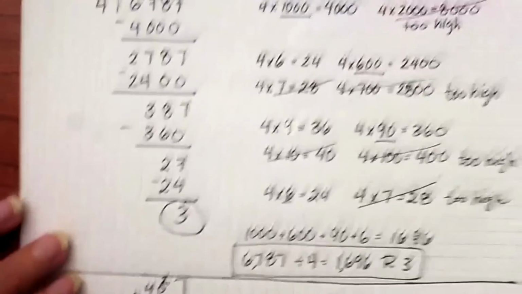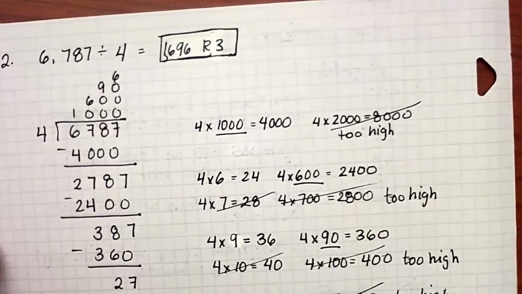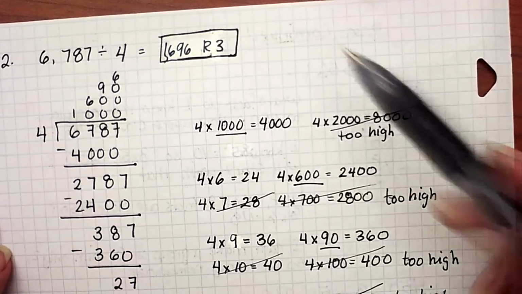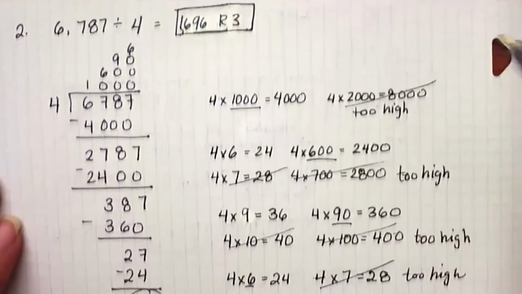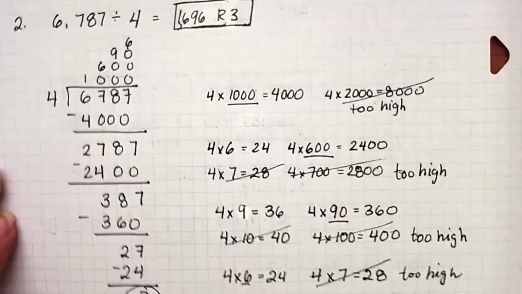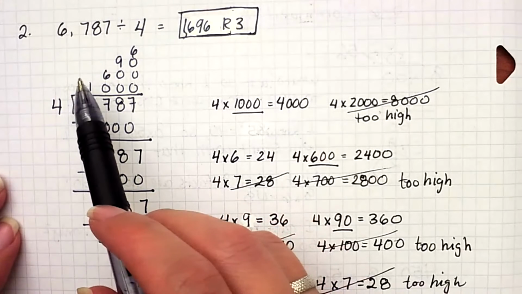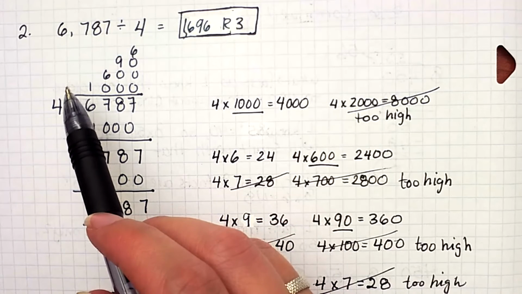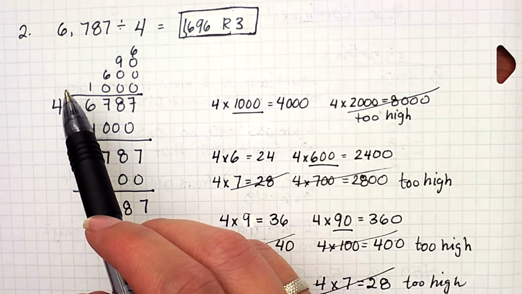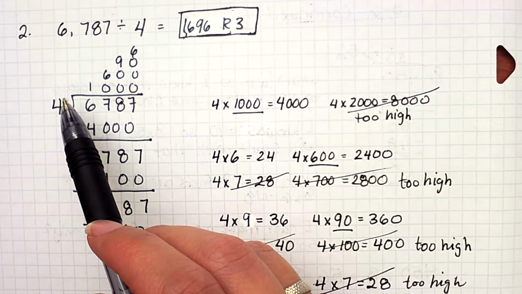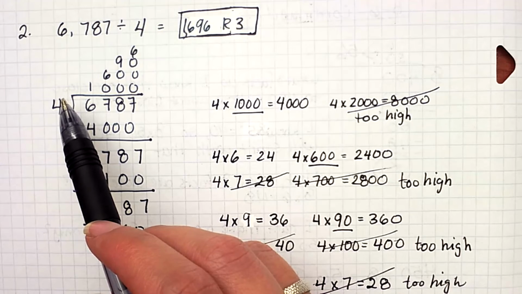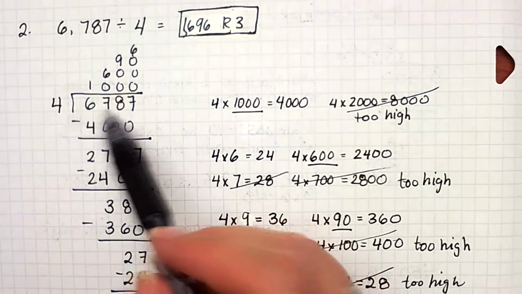For your next guided practice question, number 2, I'm going to walk you through the thought process I have over here that explains all these numbers. So for number 2, we are looking to divide 6,787 by 4. The question asks you, how many 4s are in 6,787? So I'm going to draw my bridge.